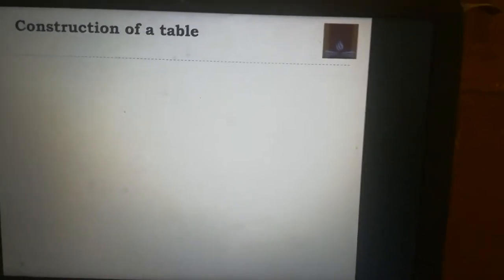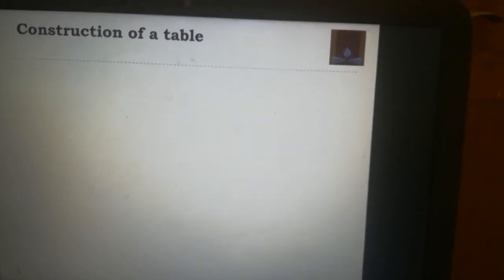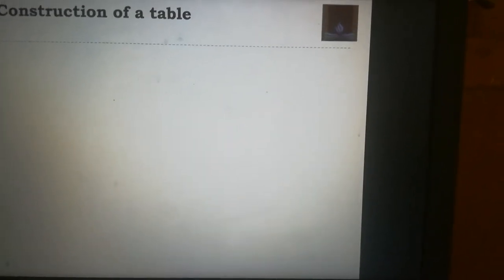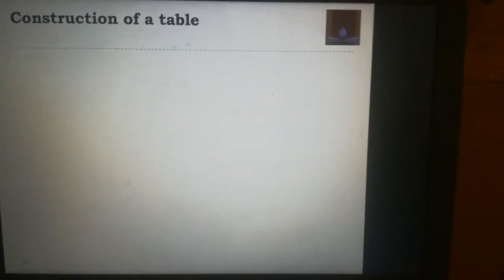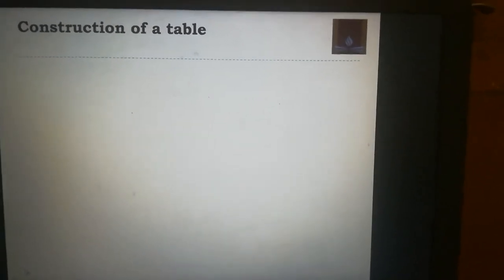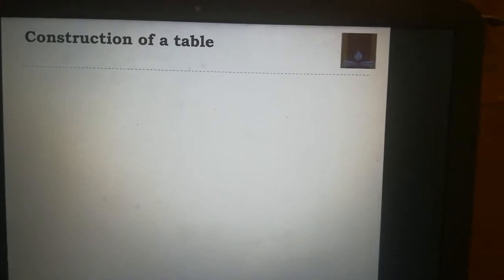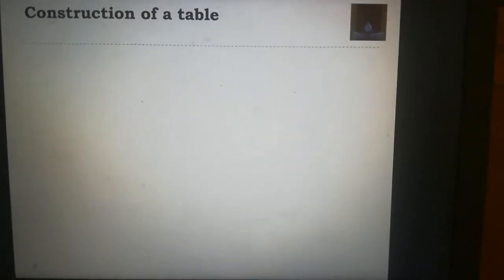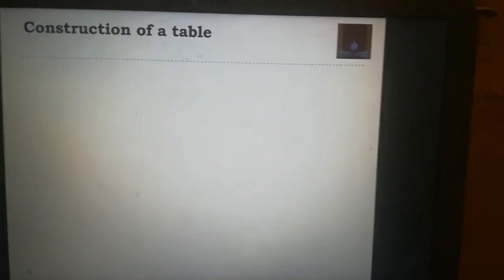Let's see the tabular representation of data in this session, in a little bit more detail. We have discussed the functions of a table. Now, how to construct a table? There are certain points we need to keep in mind when we construct a table.